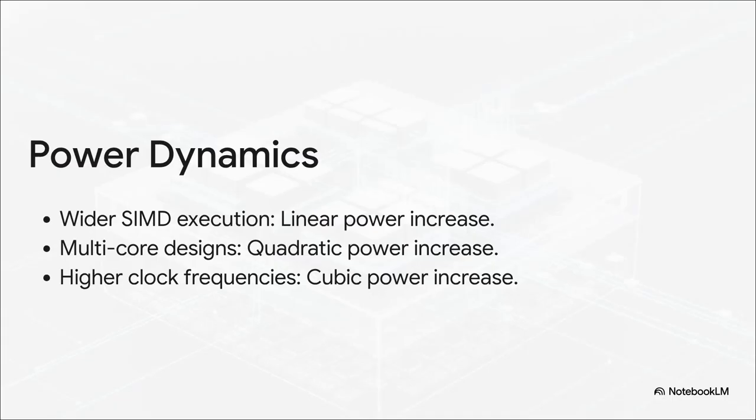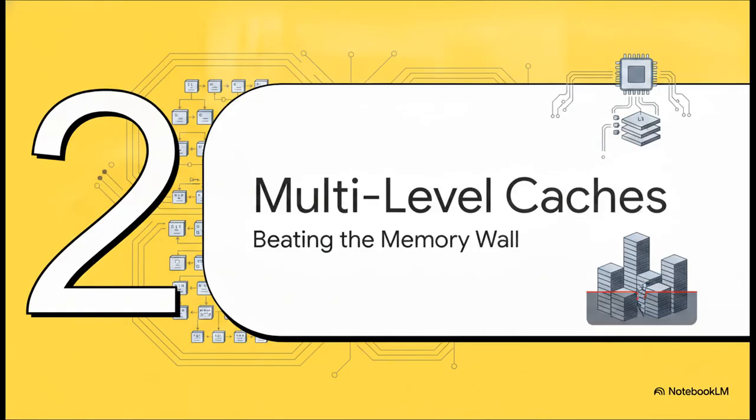And this breakdown brilliantly illustrates why that specific era ended. You see, you can't just keep raising clock speeds because power consumption scales non-linearly. Pushing higher clock frequencies actually demands a cubic increase in power. It's just thermally unsustainable. So this physical limit forced a massive architectural pivot. Engineers shifted heavily toward wider SIMD execution, which only gives a linear increase in power, and multi-core designs, which have a quadratic power increase. These were simply much more efficient ways to use that silicon real estate without completely burning up the chip.